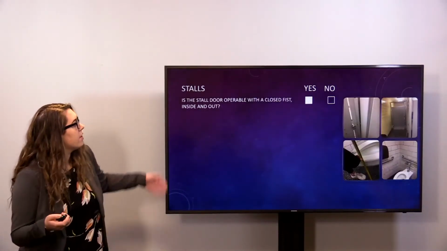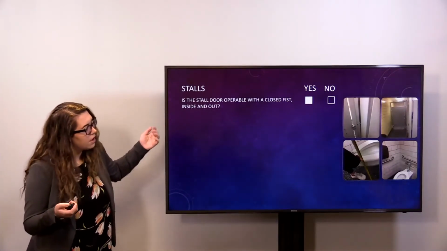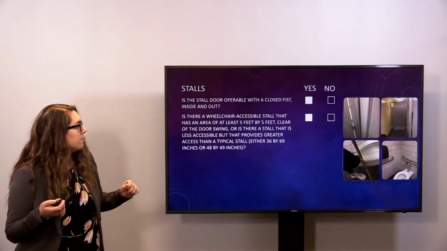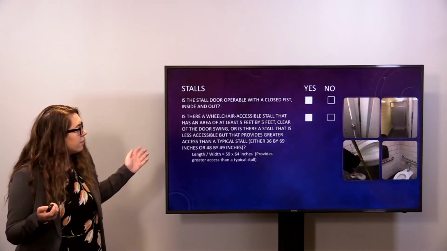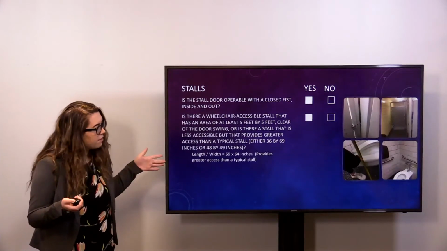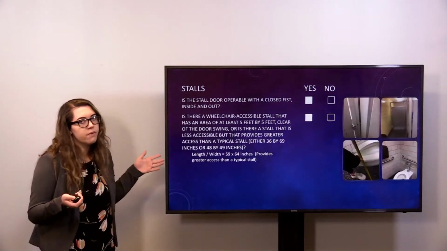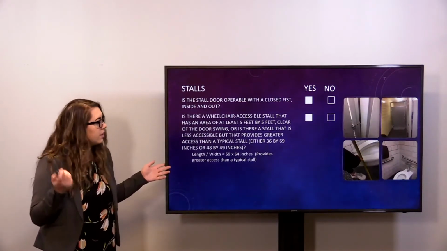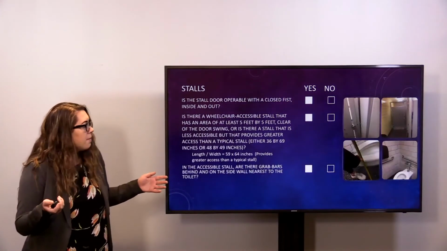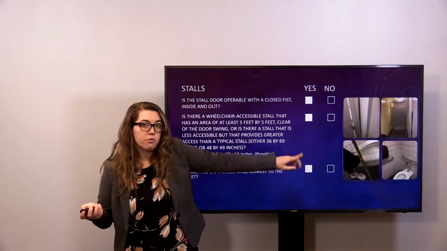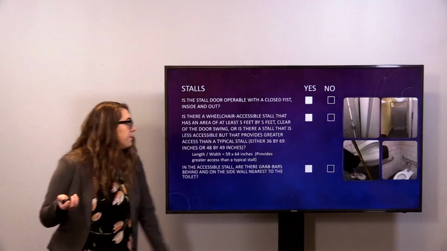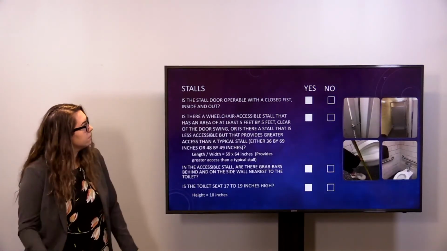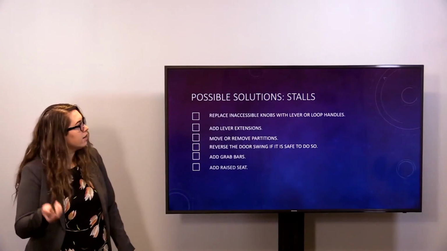Stalls. Is it operable with a closed fist, inside and out? And yes, it's one of the movable latch doors. Does the stall have an accessible area? It's 59 by 64 inches, which isn't 5 feet by 5 feet, but it's more accessible than a typical stall provides. And as you can see in this picture, there are grab bars both behind and on the wall closest to the toilet. And then the toilet seat is 18 inches off the ground. So no barriers.